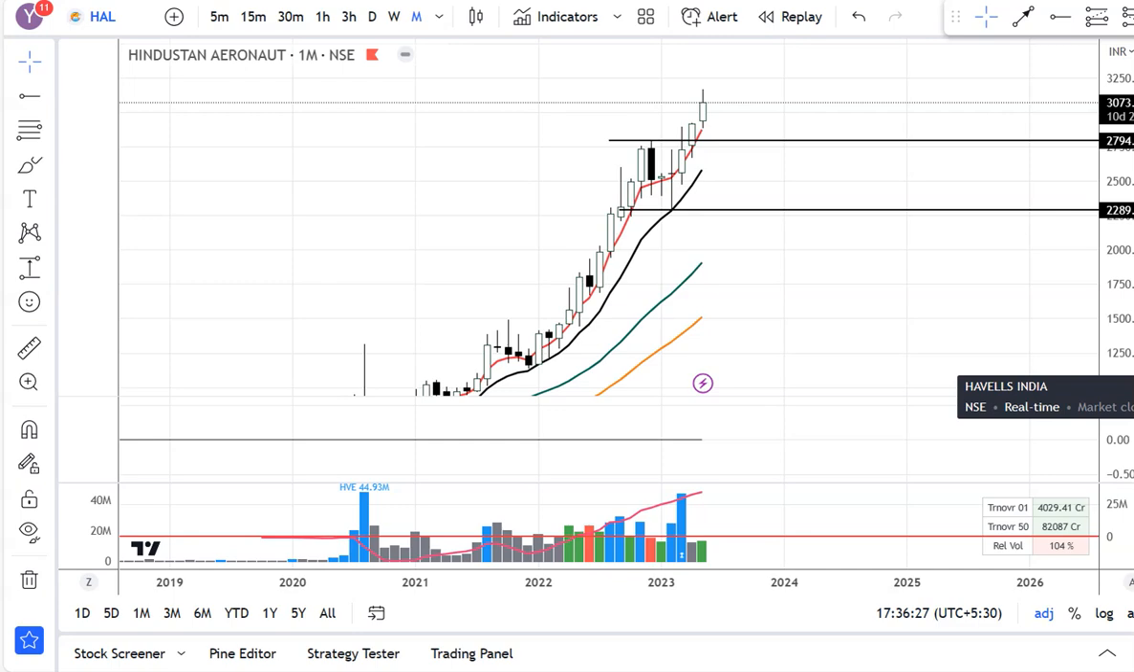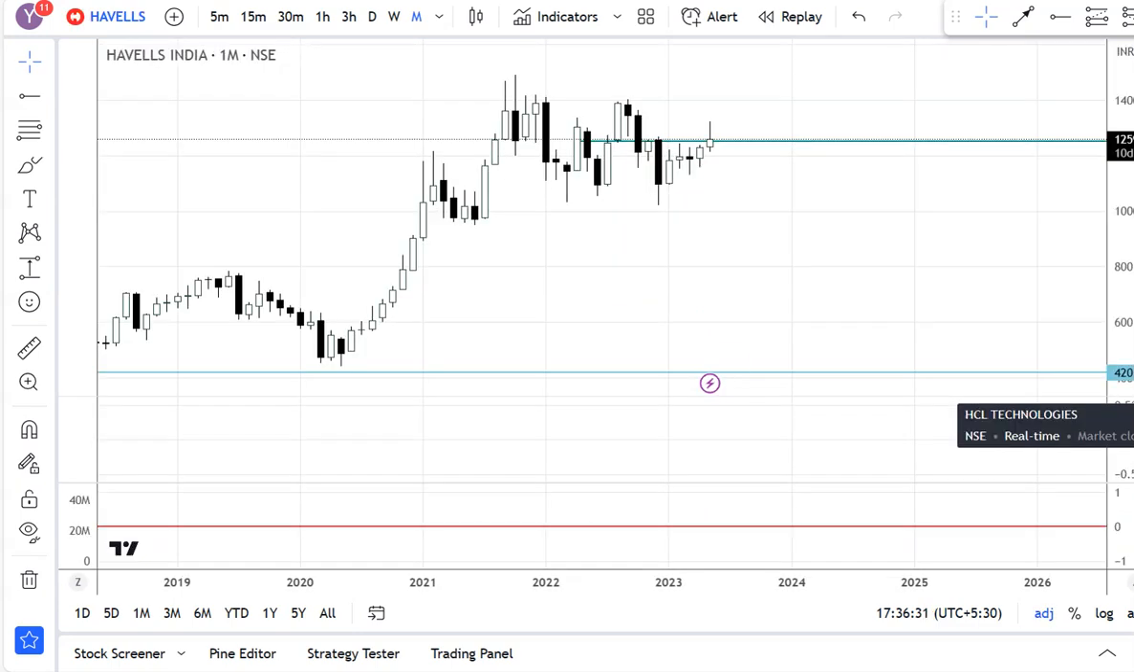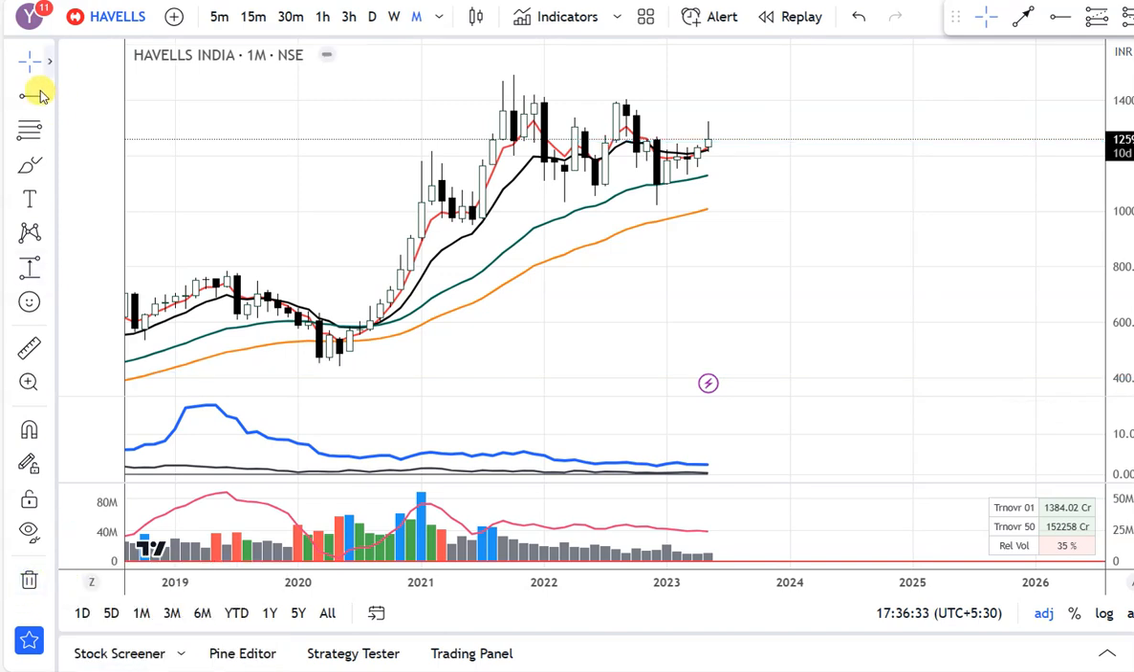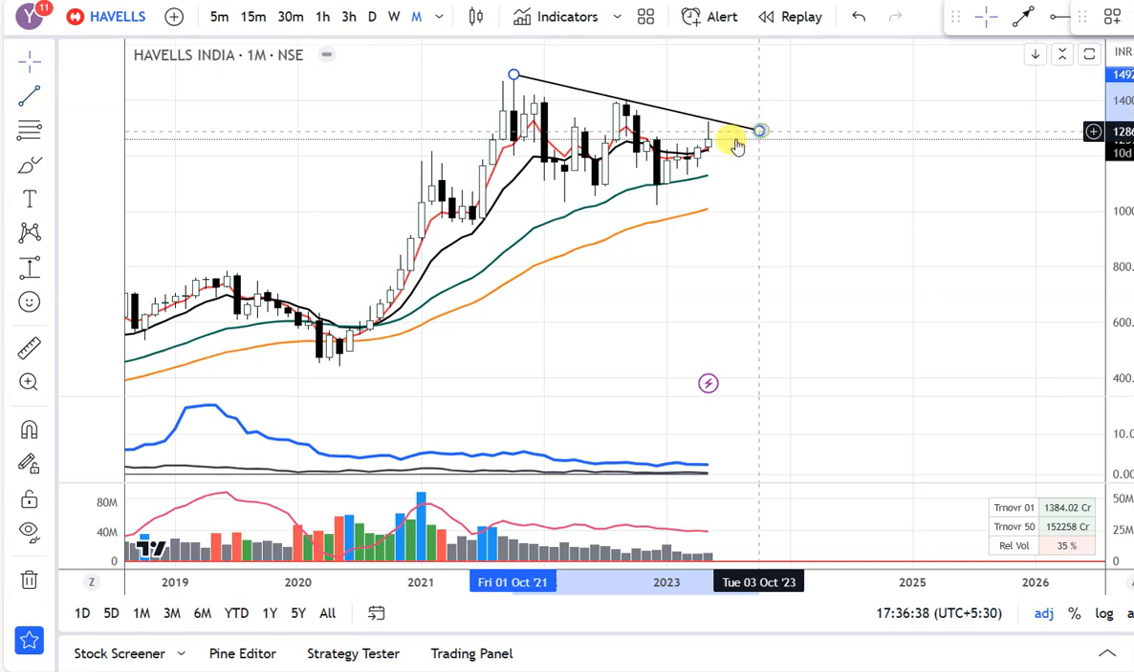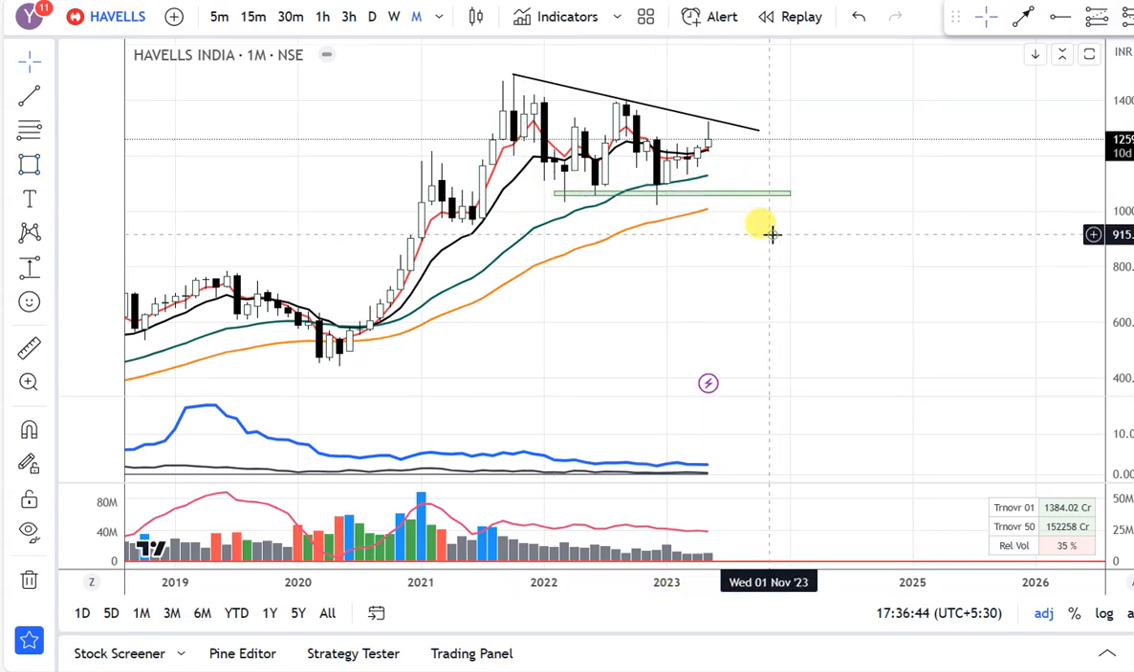Havells over here, as I said, has made two higher lows, and the third one is also taking a resistance. And over here, we can see the stock is making a triple bottom. So we need to watch whether it can give a strong breakout of this symmetrical triangle, and then we can look at the levels. But as on today, there are no levels.